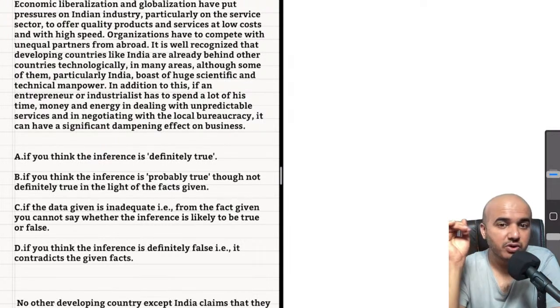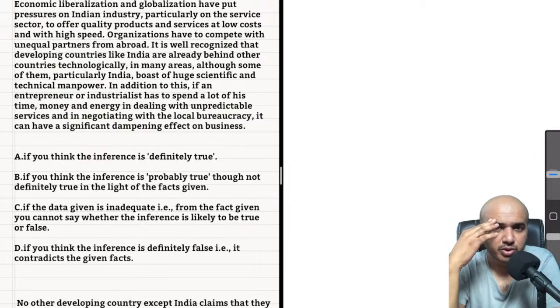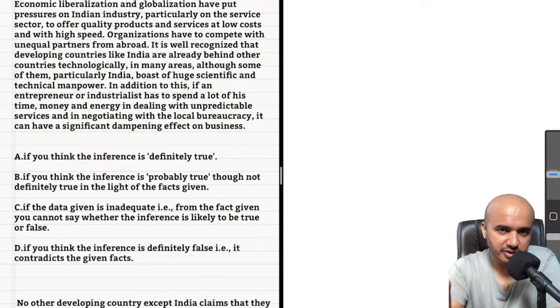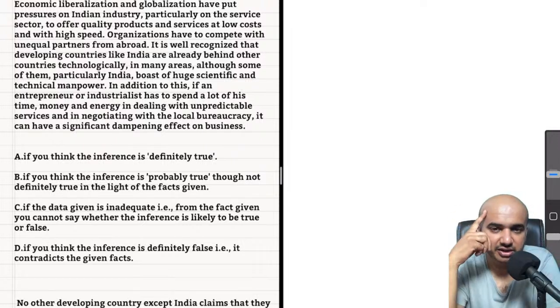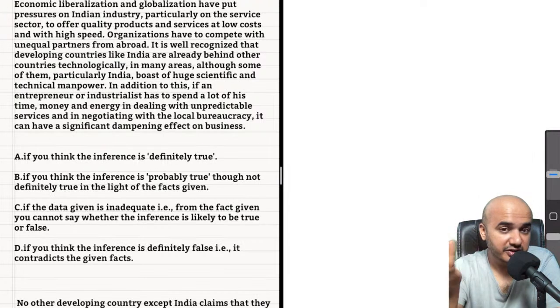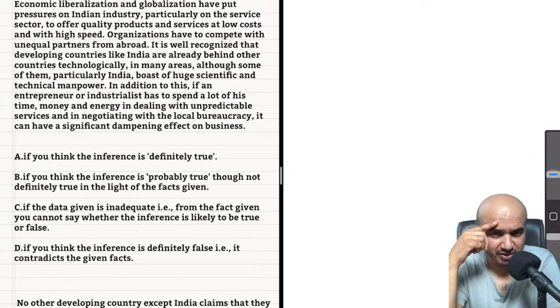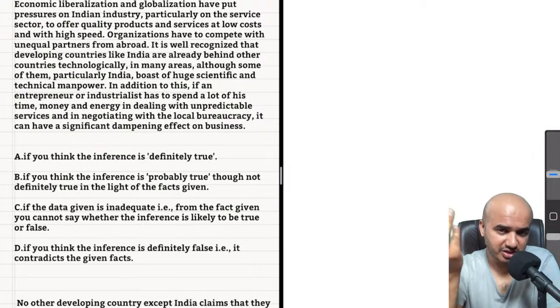Organizations have to compete with unequal partners from abroad, because if it's a service sector, you don't have to be in the same country. If I need some service, I can as well get it from someone sitting in Europe or US, because it's a service. Especially in this day and age where everything can happen online, I can get that thing done, especially if it revolves around software. Other services, of course, may or may not be possible. Organizations have to compete with unequal partners from abroad. What they're trying to say is, unequal partners may have better infrastructure, support from the government, etc. The service guy sitting here in India may not have all that happening.